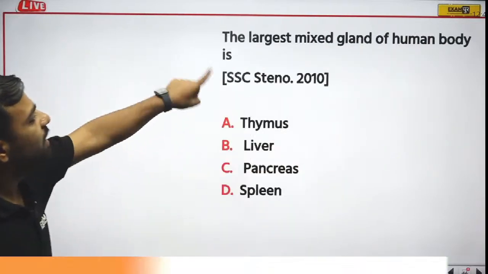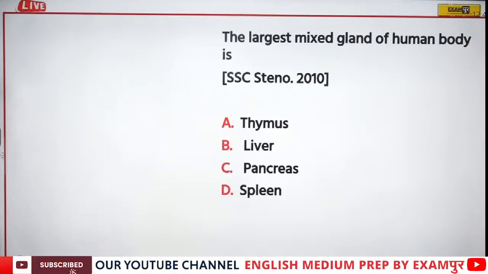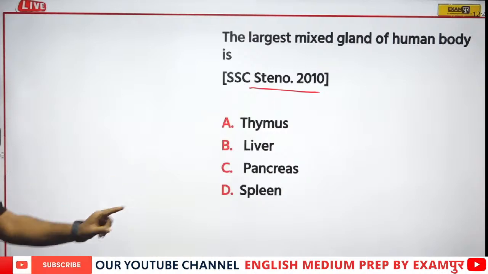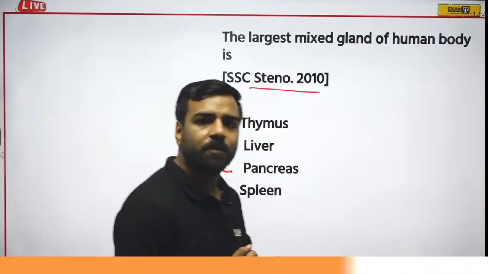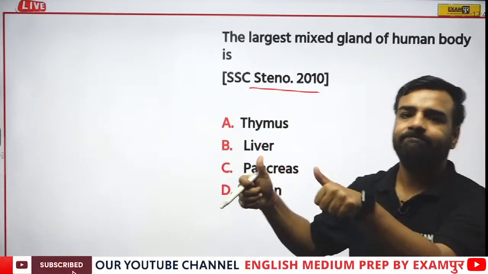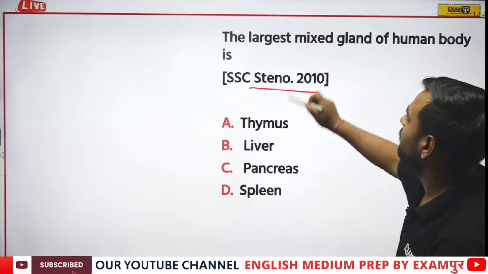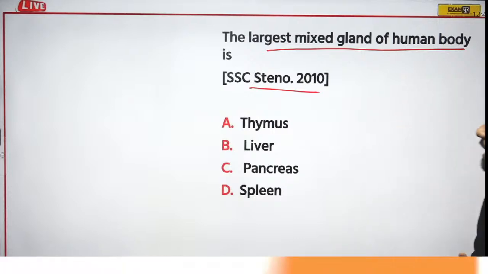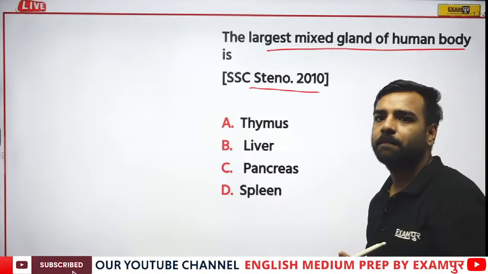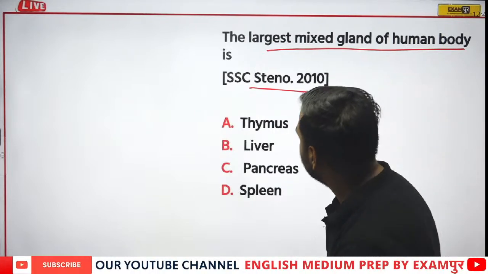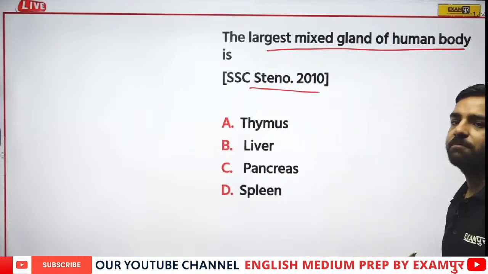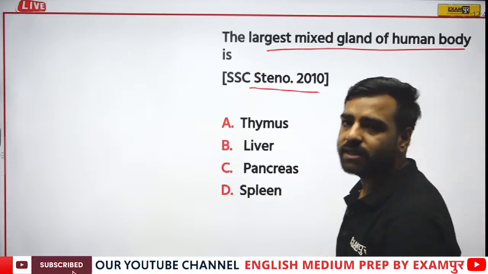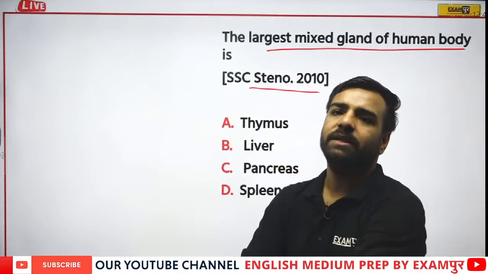Next, the largest mixed gland of a human body is what? This question is from Steno 2010. Is it thymus, liver, pancreas or spleen? So here, what we are asking, the largest mixed gland of human body is what? Is it thymus, liver, pancreas or spleen? Largest mixed gland. We have discussed about compound gland or mixed gland, isn't it?